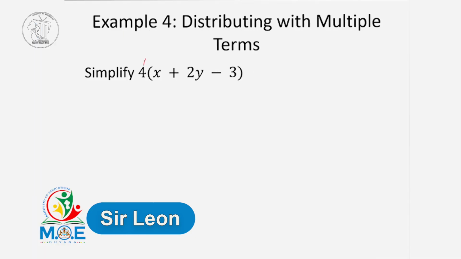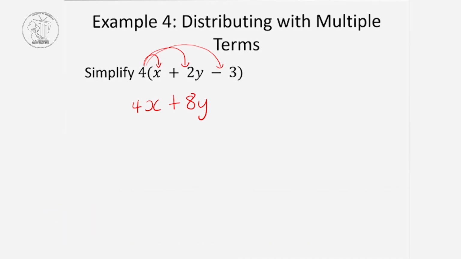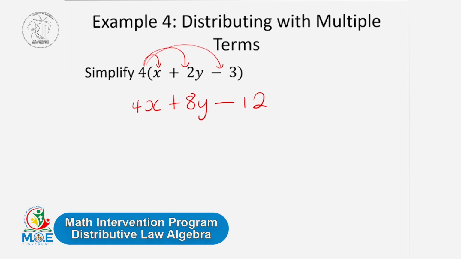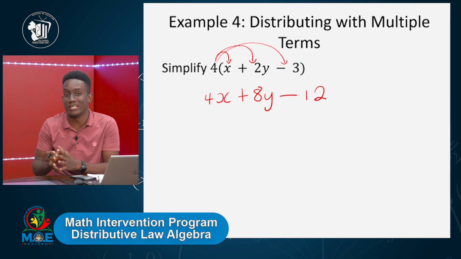So the 4 will distribute throughout. So the 4 multiplied by x will give me 4x. And the 4 multiplied by plus 2y will give me 4 times 2 is 8. So this gives me plus 8y. And then the 4 will multiply the negative 3. So positive times a negative would give me a negative. And 4 times 3 would give me 12. So 4x plus 8y minus 12. And that is how we distribute when we have a term directly outside the bracket.